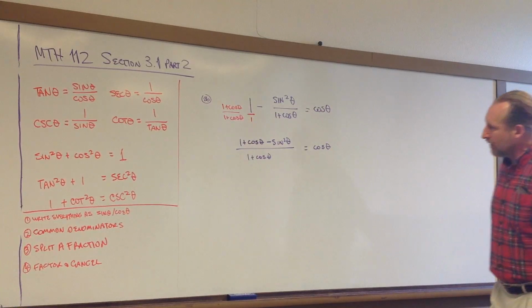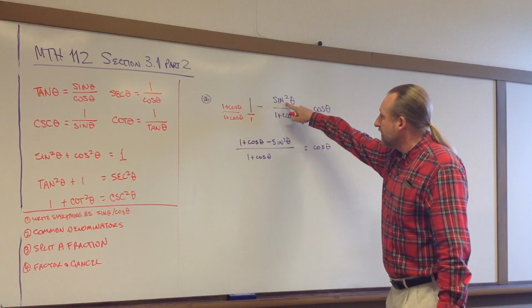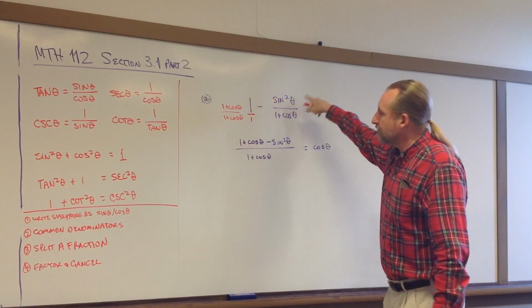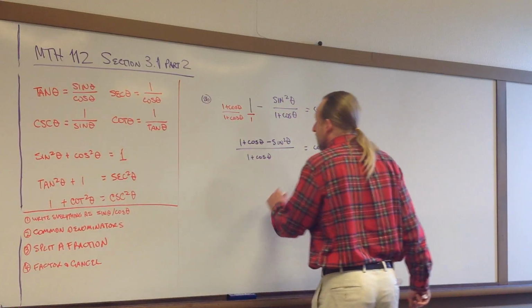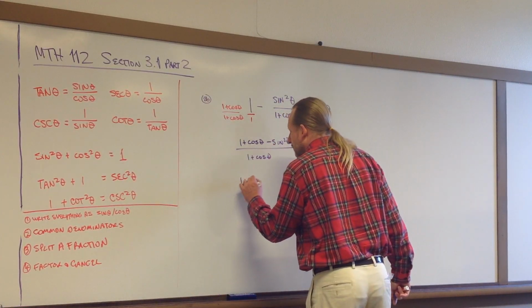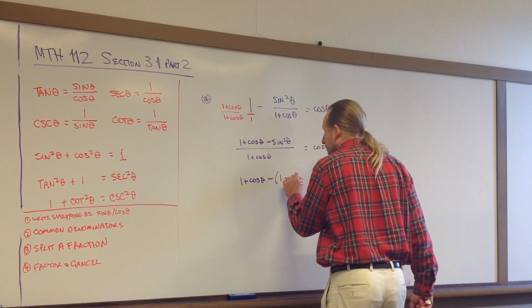Well, I guess what I would do at this point, and this was the other thing that I was thinking of, another way to start this problem is to replace that sine squared with 1 minus cosine squared. Now you have to be careful if you're going to do it at this point because it's going to get parentheses.